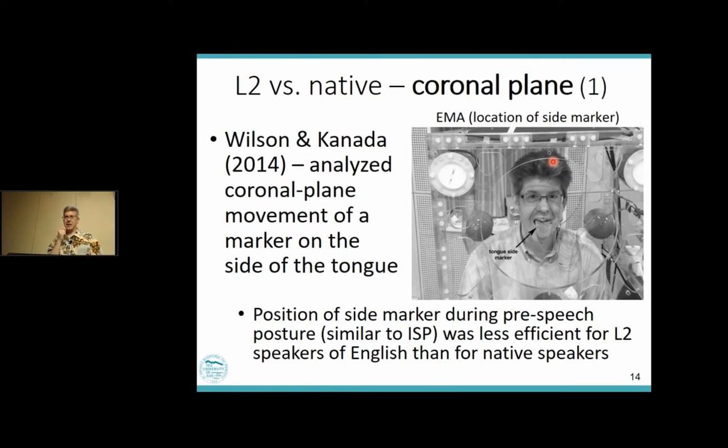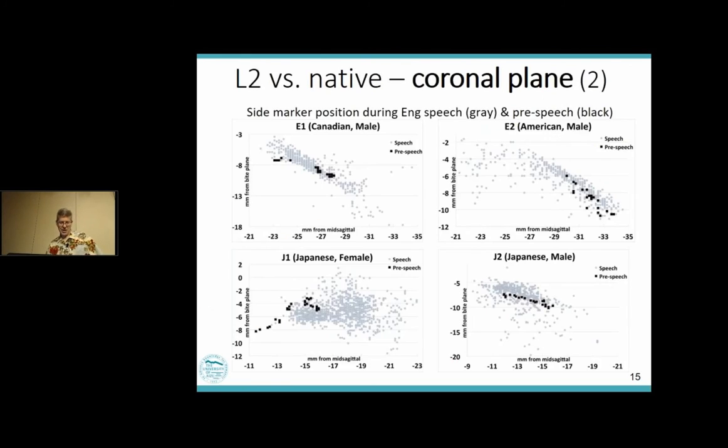Okay, we also did another experiment, this time looking at the coronal plane, and Wilson and Canada in 2014 looked at the marker on the side of the tongue. So over here, we placed a marker on the side of the tongue, and we followed its movement in the coronal plane. And we found, interestingly, that the position of the side marker during pre-speech posture, now we looked at pre-speech posture instead of ISP for that experiment. We were forced to because of the data set that we were using. It was less efficient, the position of the side marker, less efficient for L2 speakers of English than for native speakers. And in the next slide, you'll see why I say that.